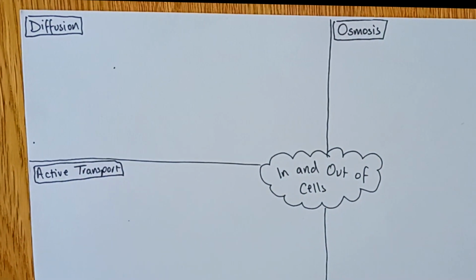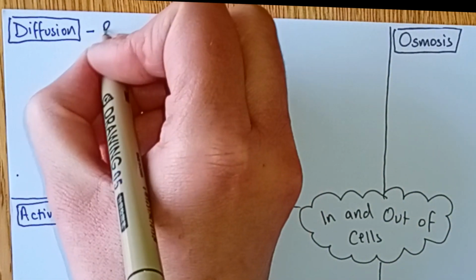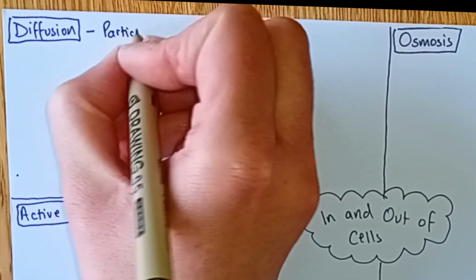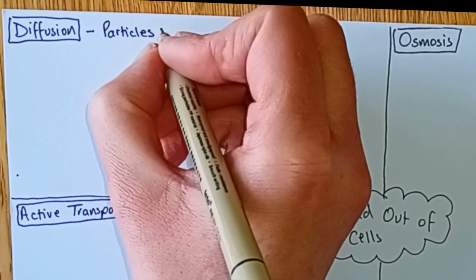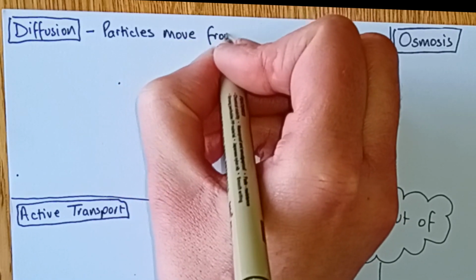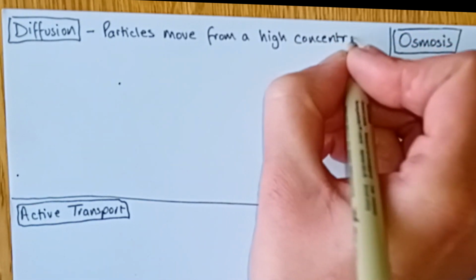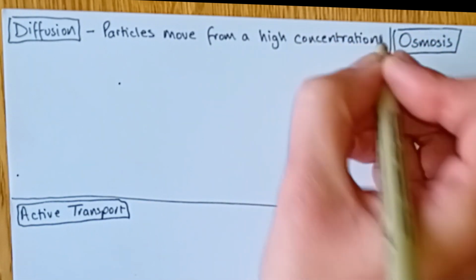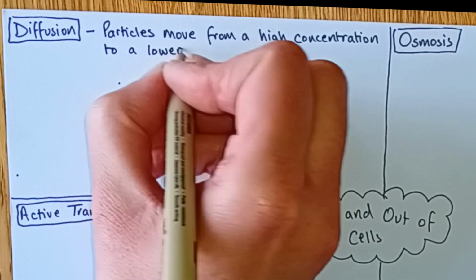And we're going to start just by simply stating what diffusion is. And it's when particles move from a high concentration to a low concentration. Or lower concentration.